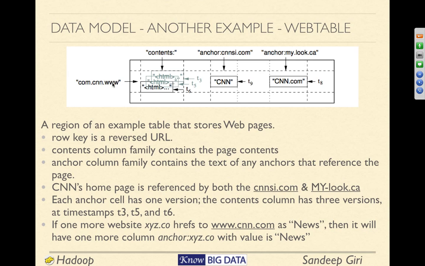Now again, here contents is one column family. The column qualifier in the case of this first HTML one is empty. If we wanted to have multiple kinds of content, PDF, MP3 or whatever, we could have multiple columns under the content column family. We could have PDF content, we could have HTML content, we could have MP3 content, and so on, right?